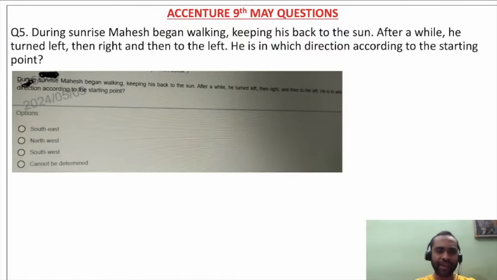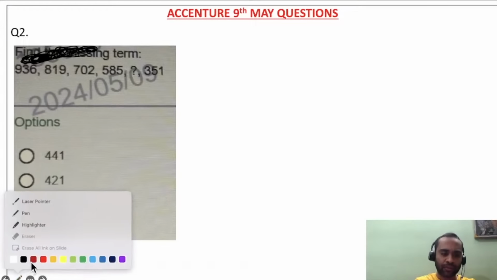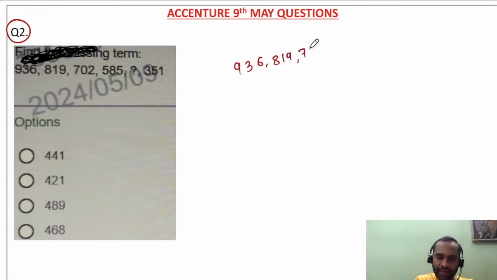Before we go and solve the question, one question is there for you. You please solve this one, and then the next question I will be solving here. Let us start. Let me know your answer in the comment section. So we have a number series: 936, 819, 702, 585, and then 351.